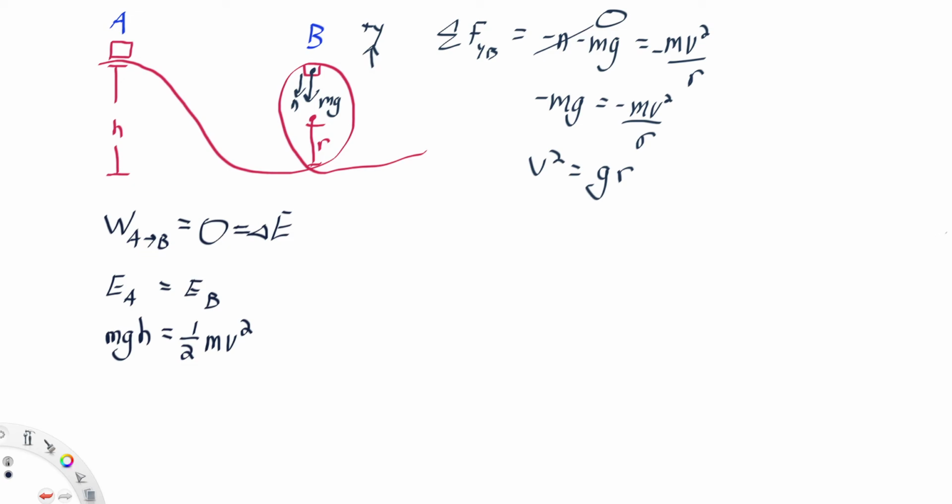Will it pause at the top? No. If it pauses at the top, you are crashing. But this point up here, right? The distance between the ground and that point up there is twice the radius of the loop.